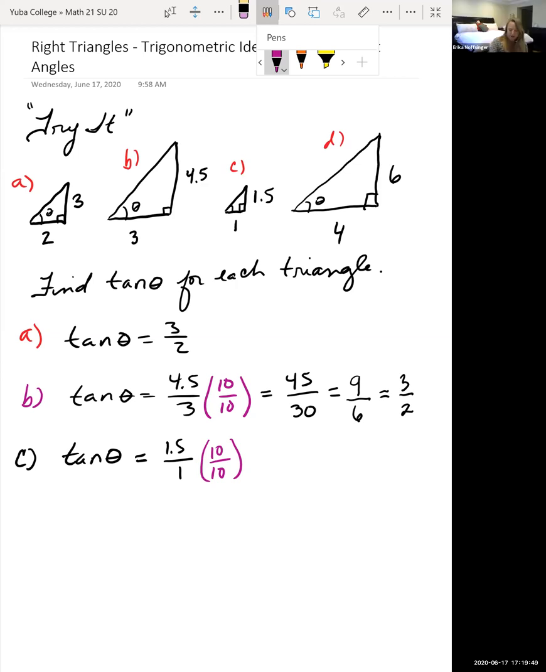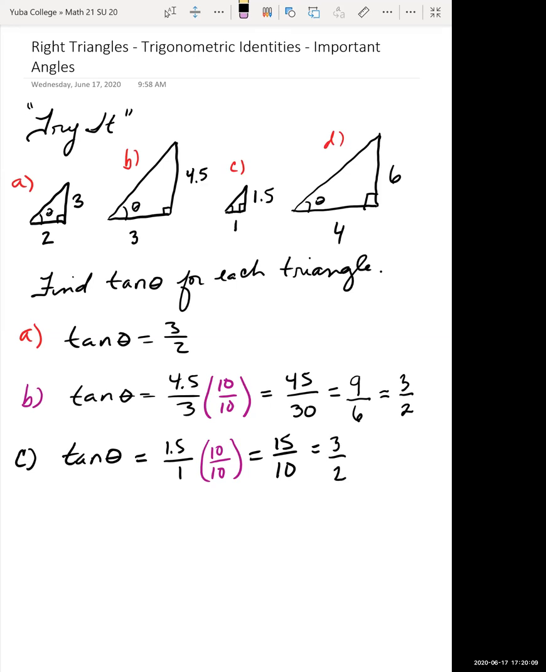And so 1.5 times 10, that's just going to move the decimal over once. That gives us 15. And then 10 times 1 is 10. We want to reduce this. Notice they both have a 5 in common. And so 5 goes into 15 3 times, 5 goes into 10 twice.